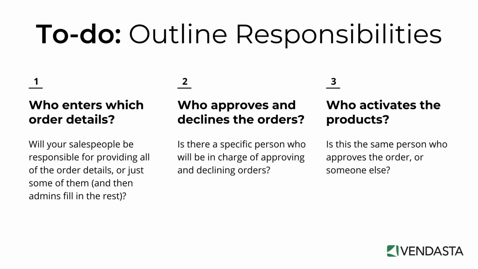And then finally, who activates the products? Is it going to be the same person who approves that order, or is it going to be someone else? And for this case, most agencies would just have one person do both the approving and activating. But if you have a larger, more structured organization with some more red tape, for example, you might assign these tasks to different people.